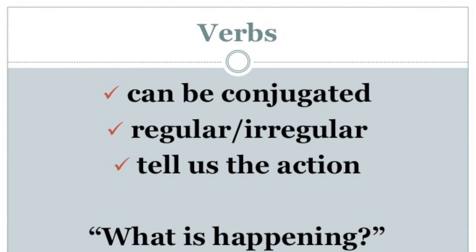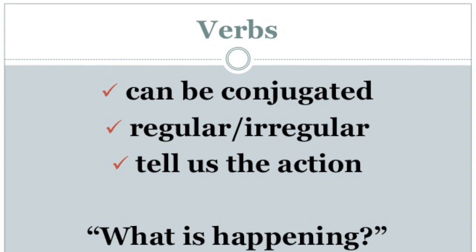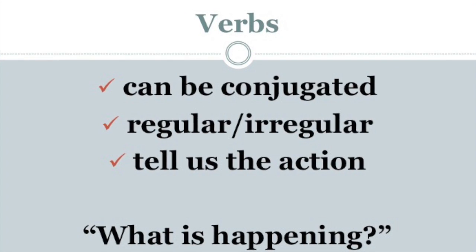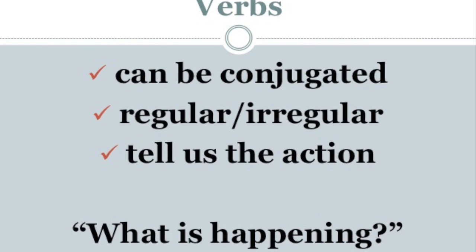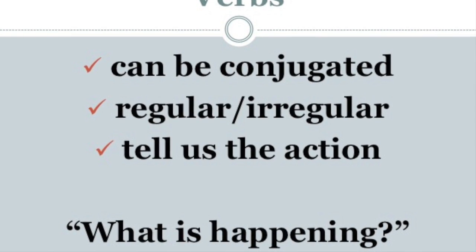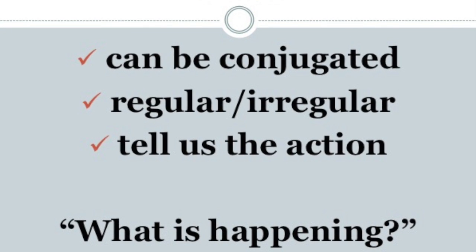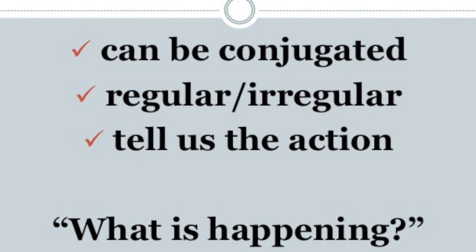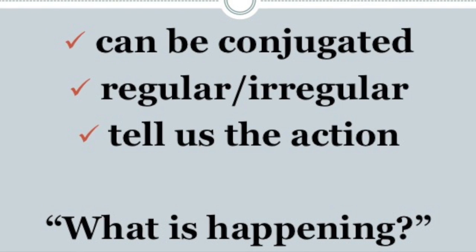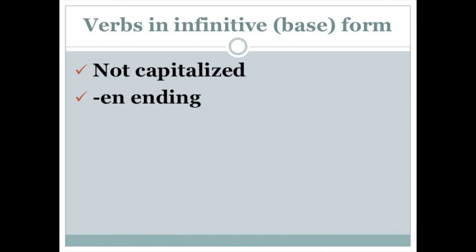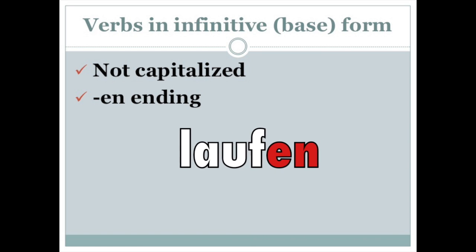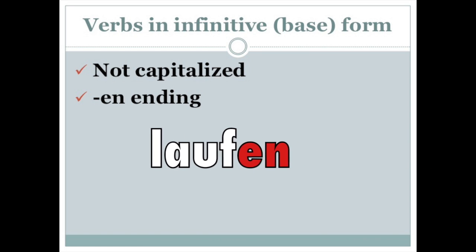But we can say a little bit more about them, and that is that they can be conjugated, so they will change their endings. They can be regular or irregular, so sometimes you have to learn forms. And they, in the end, tell us the action within a clause. So they will talk about what is actually happening: running, laughing, writing. So the verb will give us that. Also, they're not capitalized in German, so they're not spelled with a big letter. And they have an -en ending.